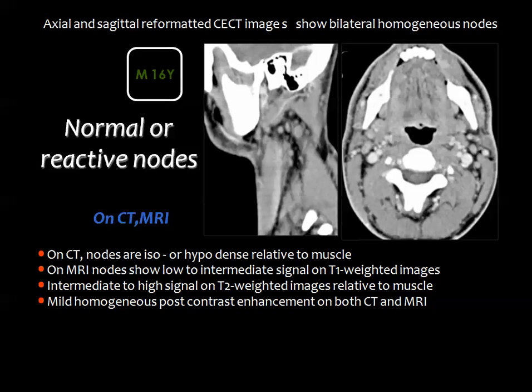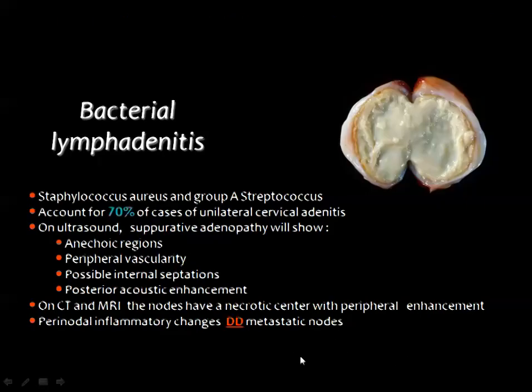You consider the size, and you consider the enhancement, and if there is an overlap, then we should go by the usual and regular way for confirming the diagnosis, which is to obtain a biopsy by ultrasound. And lymphadenitis, or inflammatory lymph nodes, are usually the result of staphylococcal or streptococcal infection. They represent about 70% of unilateral cervical lymph node enlargement.